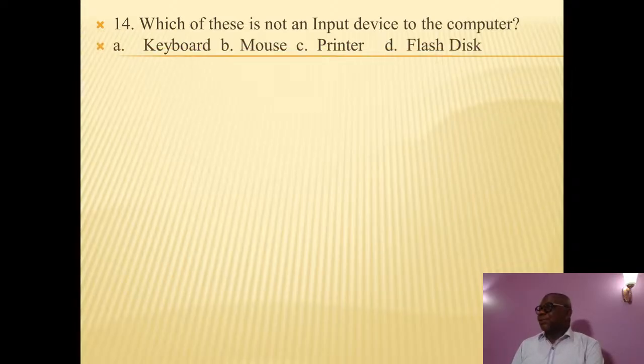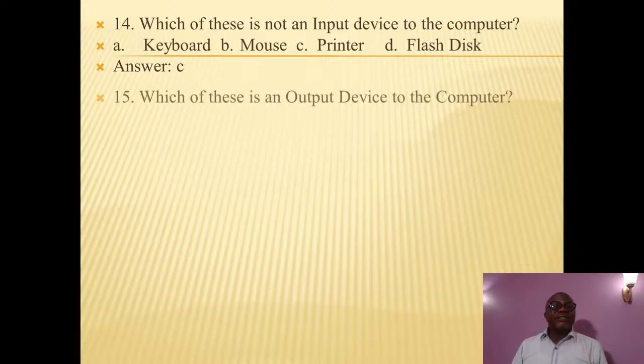Keyboard, we know keyboard is an input. Mouse, we know mouse is an input. Printer, we know that printer is an output device. And flash disk also is an input, and it can also serve as an output. So our answer is C.